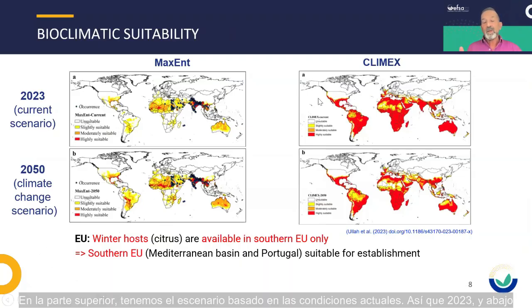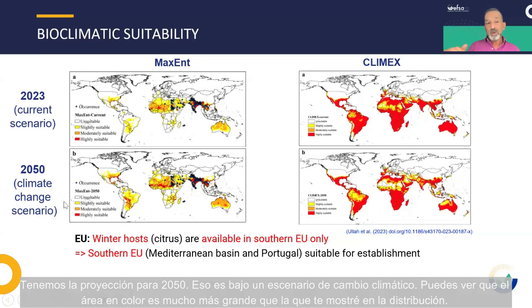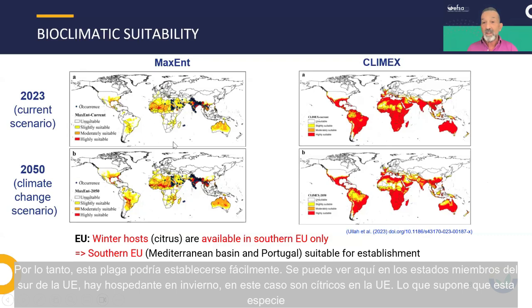On top, we have the scenario based on current conditions, so 2023, and on the bottom, we have the projection for 20. So that's under a scenario of climate change. You can see that the area in color is much bigger than the one I showed you in the distribution. So this pest could establish easily.